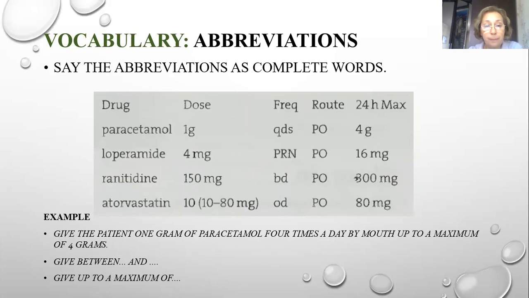Vocabulary abbreviations, say the abbreviations as complete words. Ma'am, for the example, paracetamol, it is 1 gram. It should be taken 4 times a day by mouth, maximum 4 grams. And second is neopyramide. It should be taken 4 milligrams a dose, and frequency is as needed, as the patient requires, that is pro re nata. Based on the patient's requirement, it can be taken by mouth, 16 milligrams a day orally. Okay, thank you.